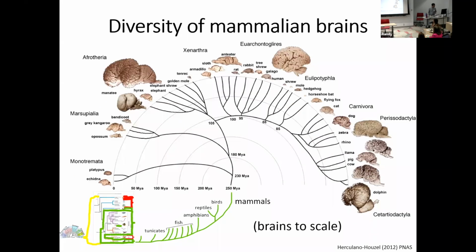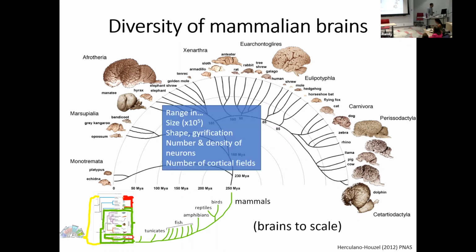Zooming in more on mammals, all mammalian brains share a basic architecture, but more than 200 million years of mammalian brain evolution has produced a range of properties, with brain sizes ranging by 5 orders of magnitude and very different shapes. Some brains have gyri, some do not. The number and density of neurons varies. The number of cortical fields varies.